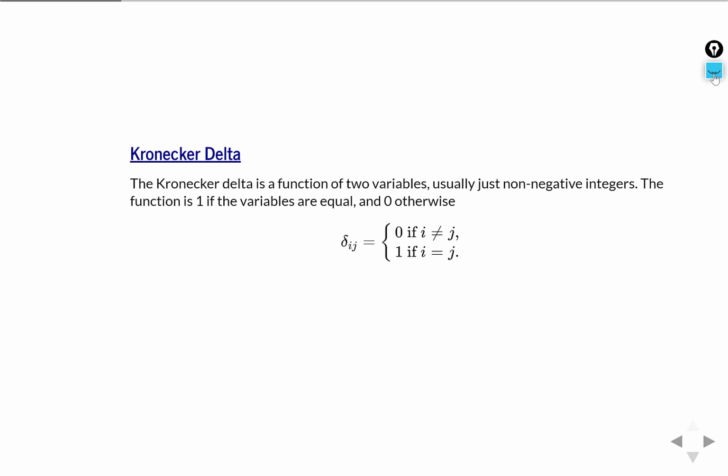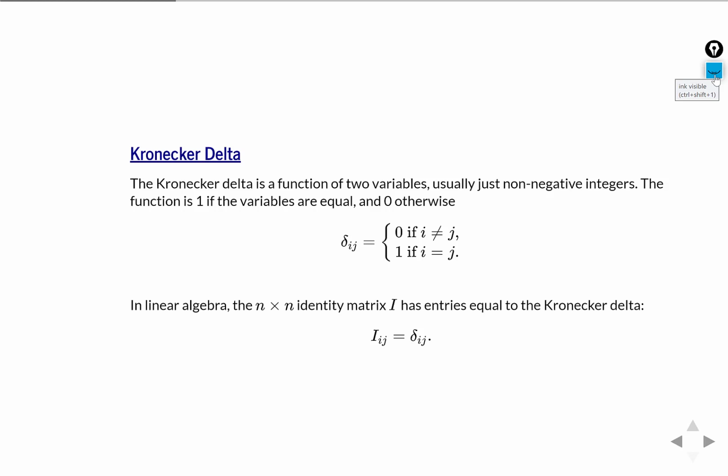Another useful notation is the Kronecker delta. The Kronecker delta is a function that takes two inputs, here i and j, and if i is not equal to j, the function takes 0, and if i equals j, the function value is 1.